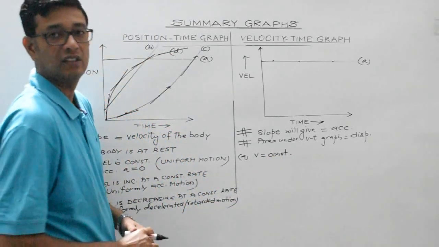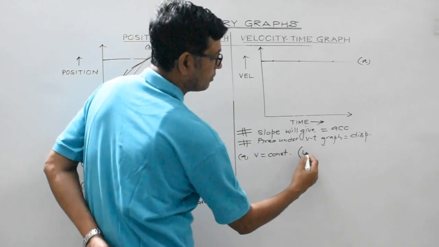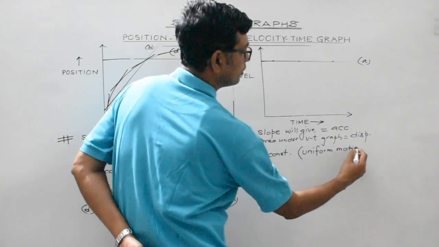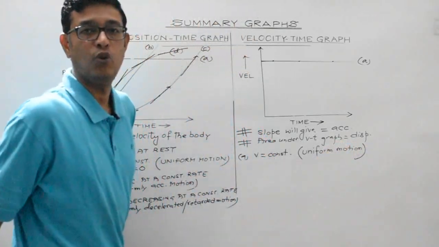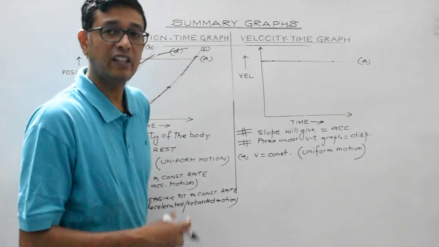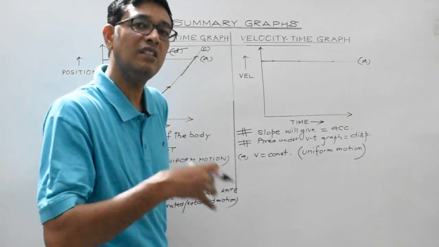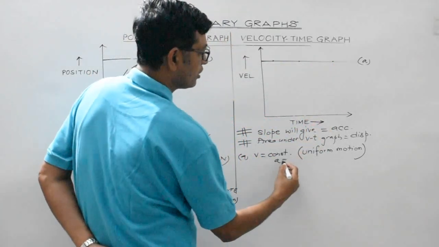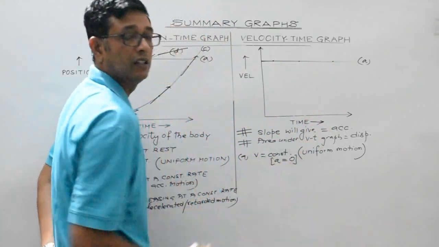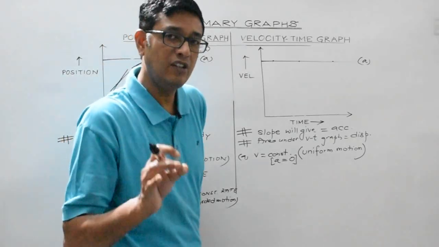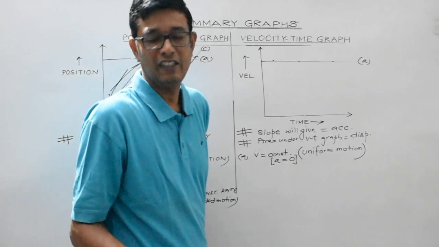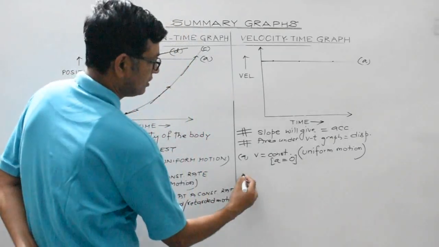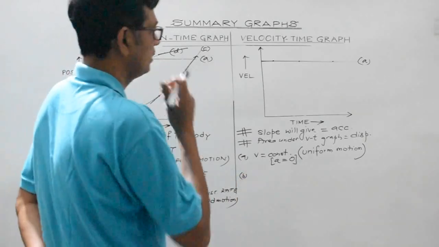Velocity is constant. And whenever velocity is constant, it must be the case of uniform motion. Right? That is, in this case, the body covers equal displacements in equal intervals of time. So, if the velocity is constant, acceleration would be 0. If there is no change in the velocity of the body, then obviously acceleration is 0.